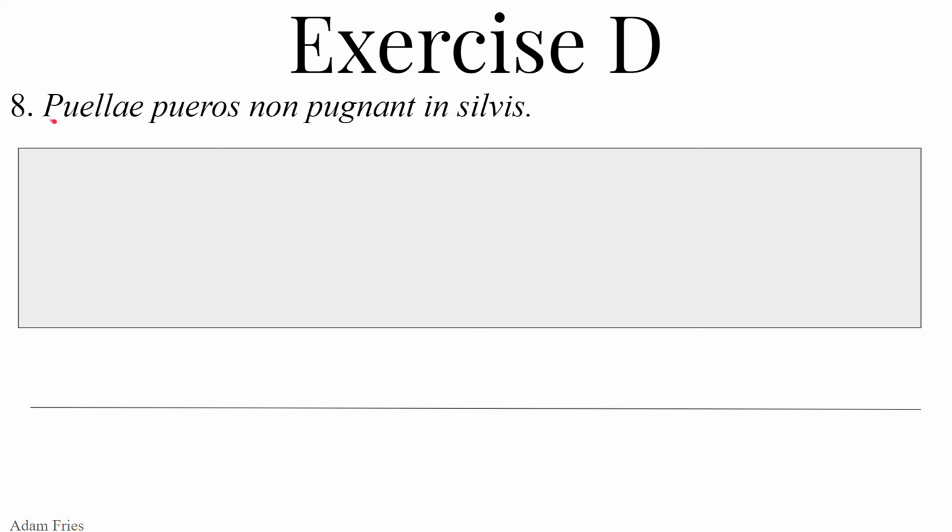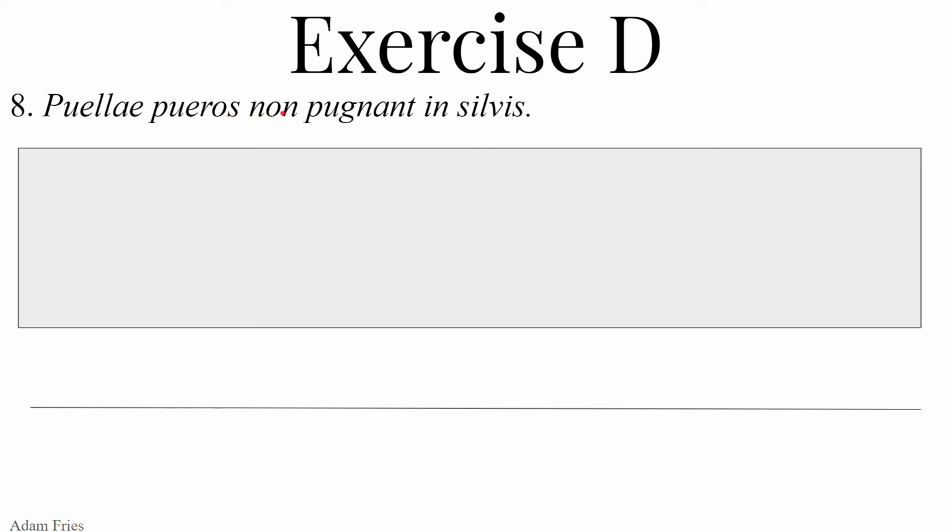8. Puellae pueros non pugnant in silvis. So puellae, nominative plural feminine of puella, ae, feminine, meaning girl. Since it's nominative, it's going to be the subject of our sentence, girls. Pueros, os ending, this is going to be in the accusative case. Accusative plural masculine of puer, pueri, masculine. It's second declension, so accusative plural. This is showing the direct object, the accusative direct object of a transitive verb.